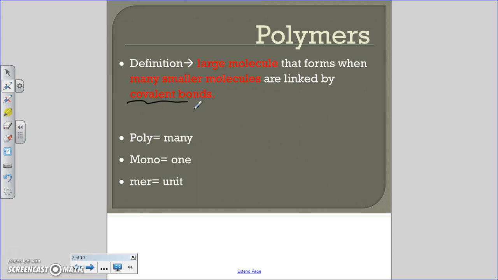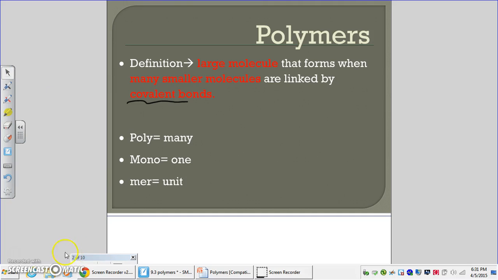The breakdown of the word polymer, we should be able to use the context clues. Poly means many, mono obviously the opposite meaning, one, and mer is our unit. In Mr. Yann's class, you guys talked about polytheism or monotheism. The same root of the word means the same prefix here. So a polymer is just a long chain of lots of different monomers linked together.